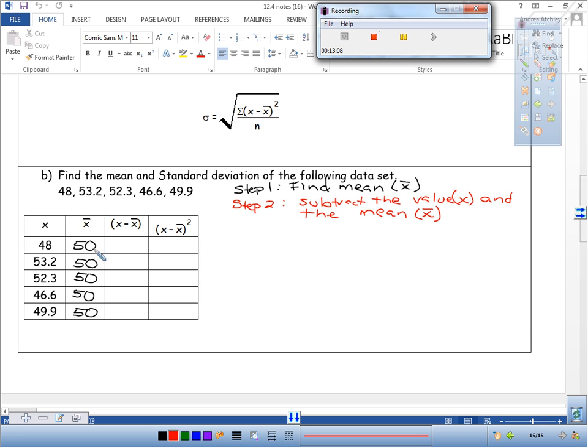So 48 minus 50 is negative 2. Then 53.2 minus 50 is 3.2. Then 52.3 minus 50 is 2.3. Then 46.6 minus 50 is 3.4, and it should be negative. And then 49.9 minus 50 is negative 0.1.